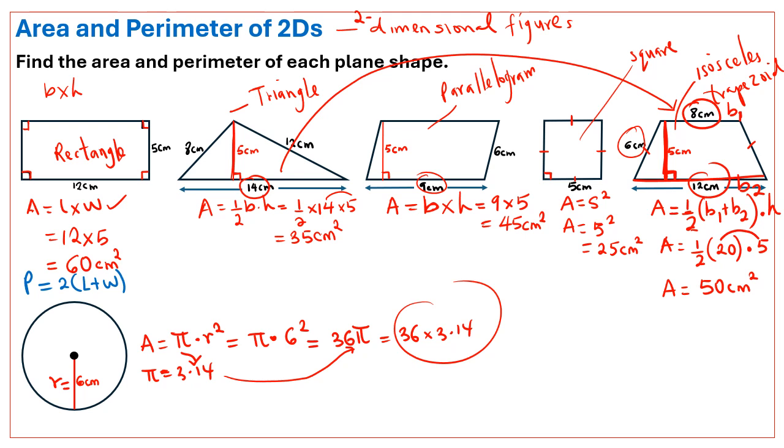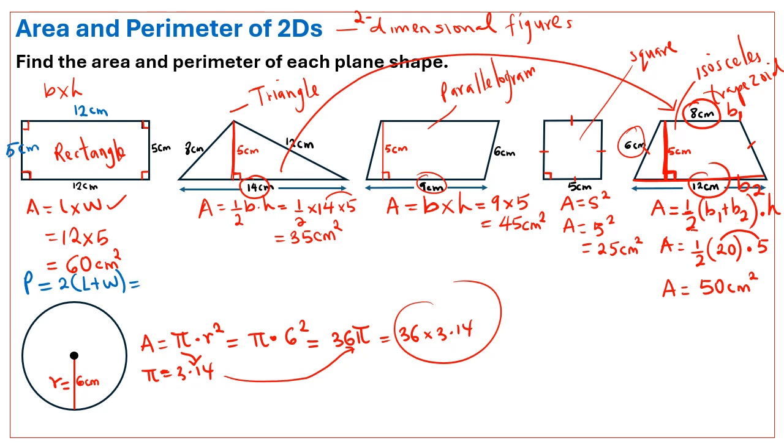So for this rectangle, we know that the opposite sides are congruent, so we can have 12 centimeter here for the opposite side to the base, okay? And then the opposite side to the width will also be 5, and we also have 5 centimeter, all right? So we can add all of those together.